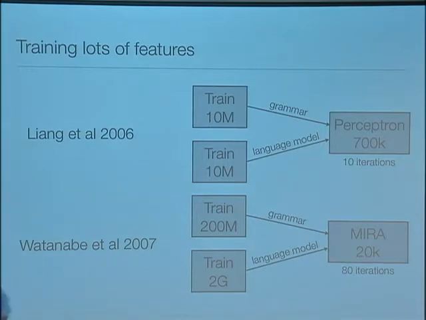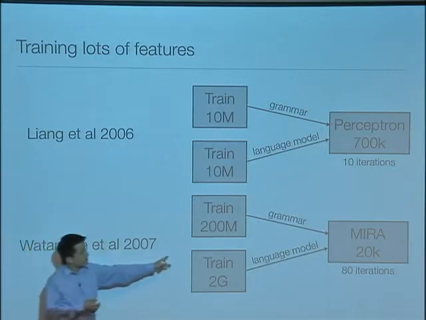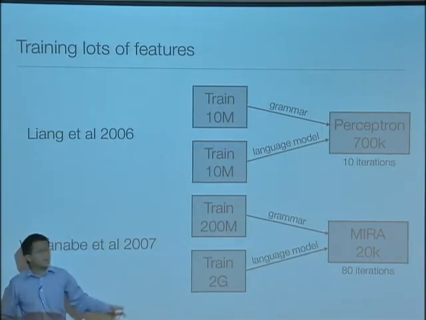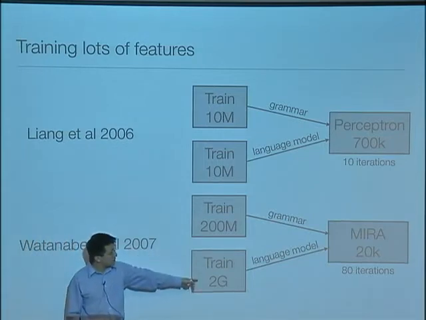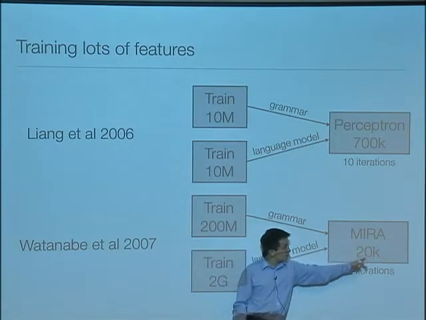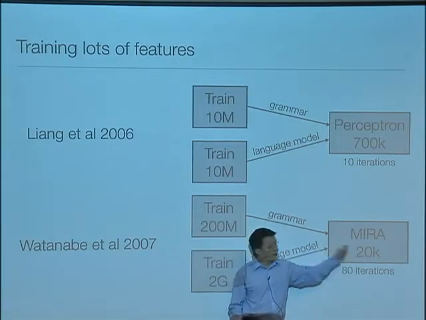And then last year, Watanabe et al. did an experiment with a setup that is basically identical to what people standardly use in the largest systems. They use a very large parallel text, a very large language model. But then they replaced MERT with a different algorithm called MIRA, running on a pretty small amount of data, 20,000 words.